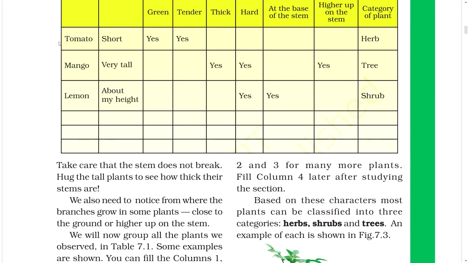Repeat for many more plants. Fill column 4 later after studying the section. Based on these characters, most plants can be classified into 3 categories: herbs, shrubs, and trees. An example of each is shown in the figure.